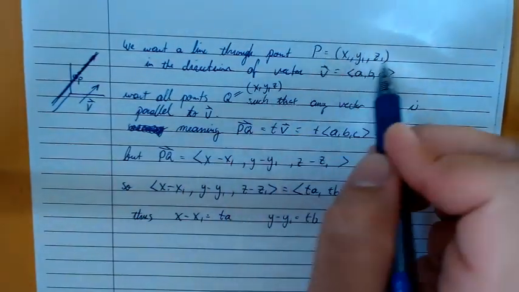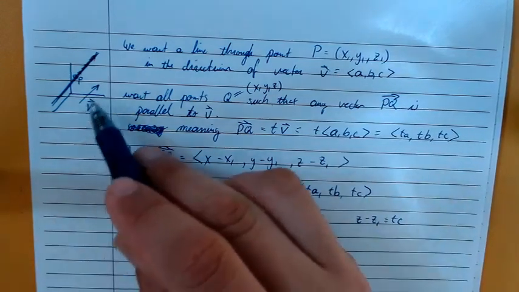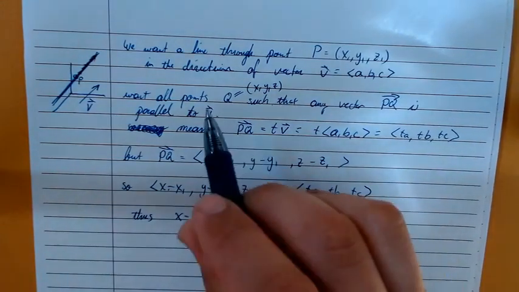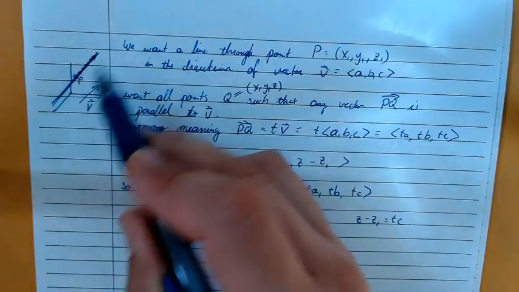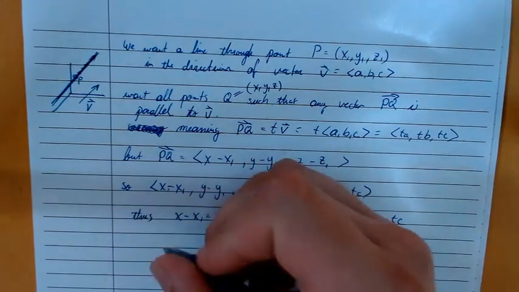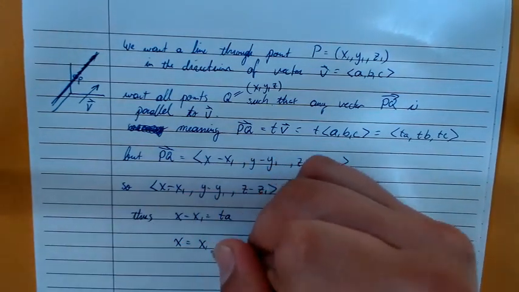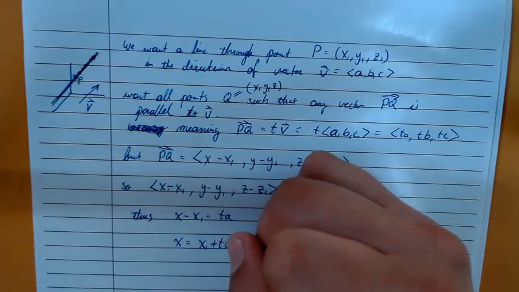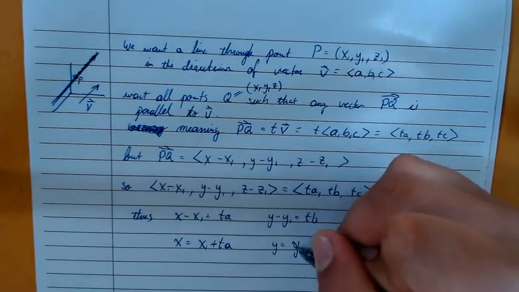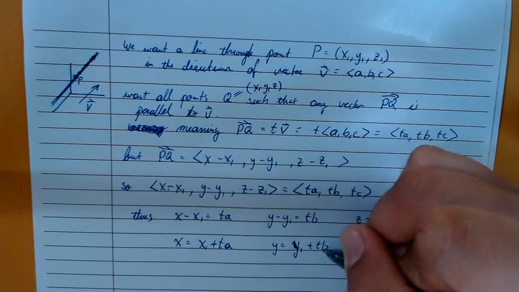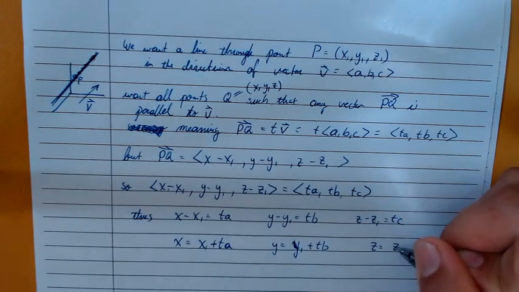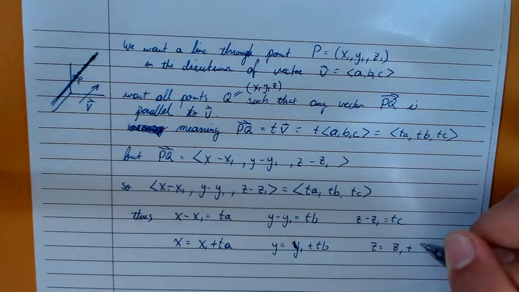Right? We know P, that's the initial point. We're going to know what that is. And V, the direction vector, we're going to know what that is. Which means we know the A, the B, and the C. What we don't know are the X, Y, and Z coordinates of the points on that line. Okay, so we can solve for those. So this, we can go ahead and add that over to the other side, and this gives us X equals X1 plus TA. This gives us Y equals Y1 plus TB. And this one gives us Z equals Z1 plus TC.